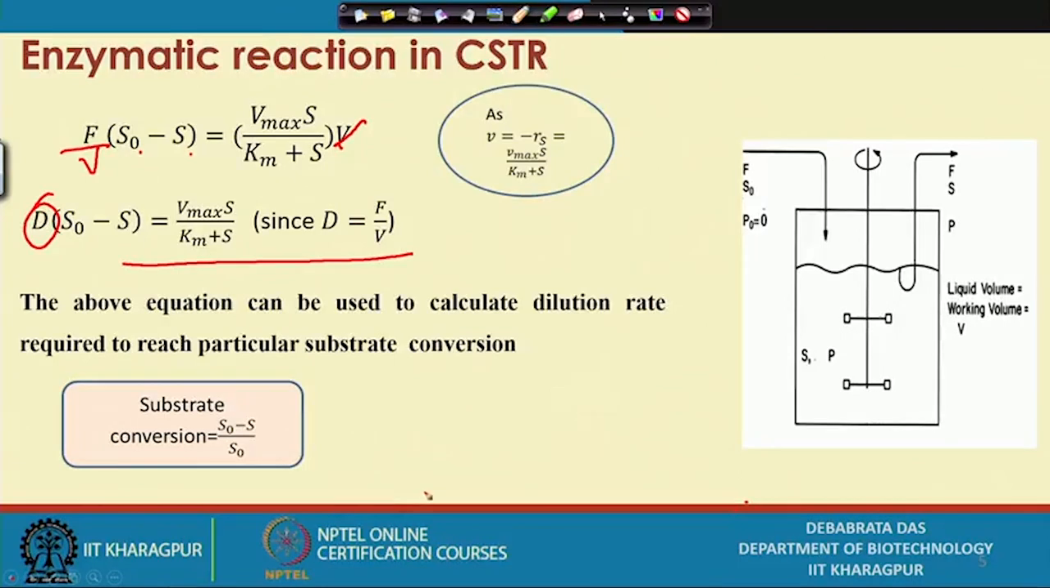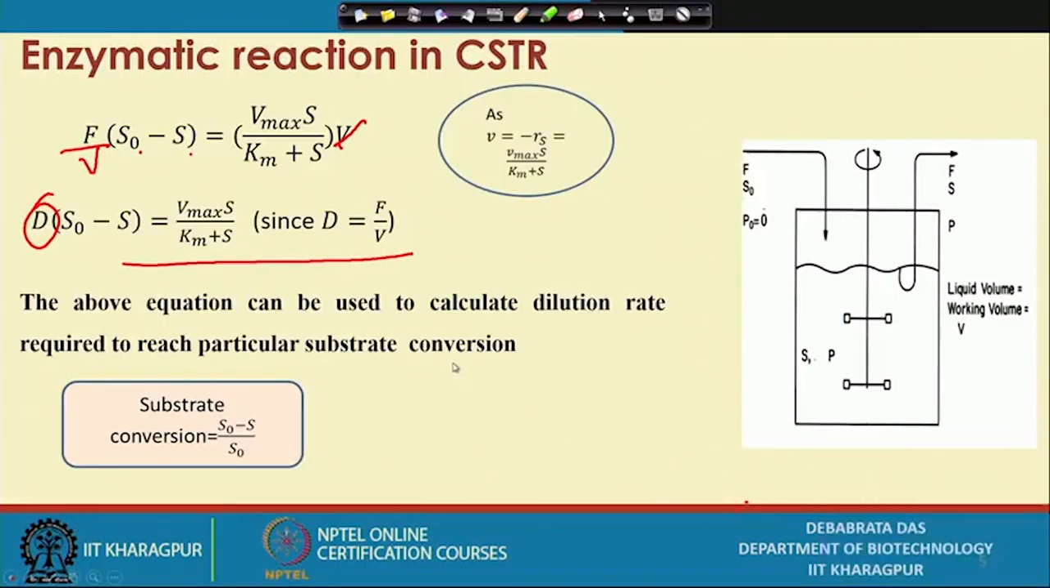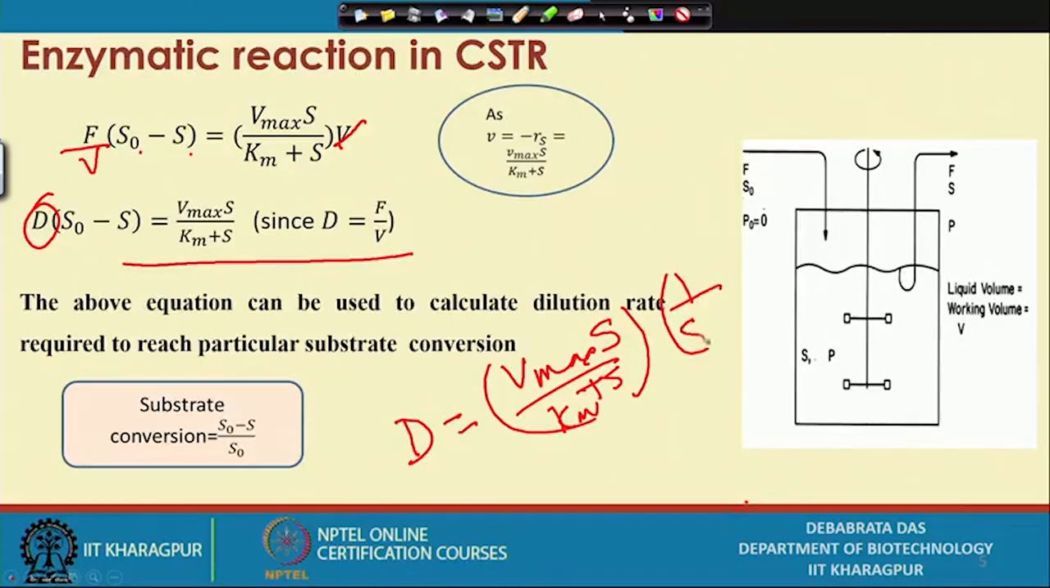And since the dilution rate is like this, 1 by D is the hydraulic retention time. So from that I can easily find out the space time required in this reactor. How can we find out? Let me show you. We can write D equals V max S divided by Km plus S, divided by S0 minus S. Am I right?